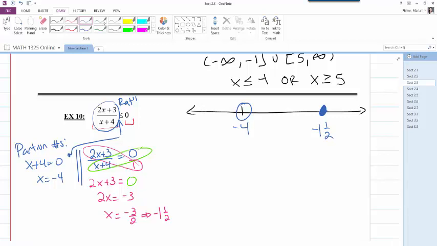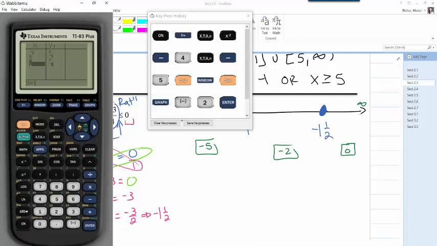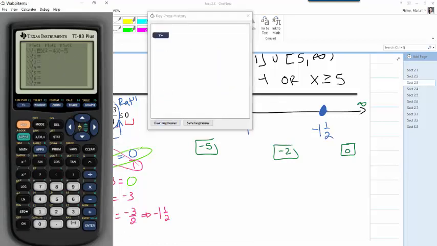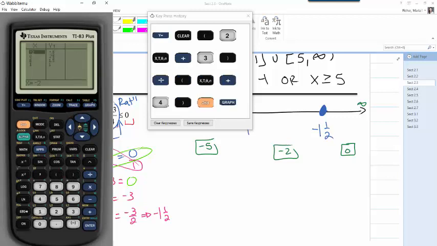All right, now let's choose our test values. A number between -infinity and -4, -5. A number between -4 and -1.5, -2. And a number between -1.5 and infinity, 0. And again, we're going to use a calculator for this. So we put in our function. We're going to go to y equals, I'll clear this out, and our function was 2x plus 3 over x plus 4. Second and graph for our table.